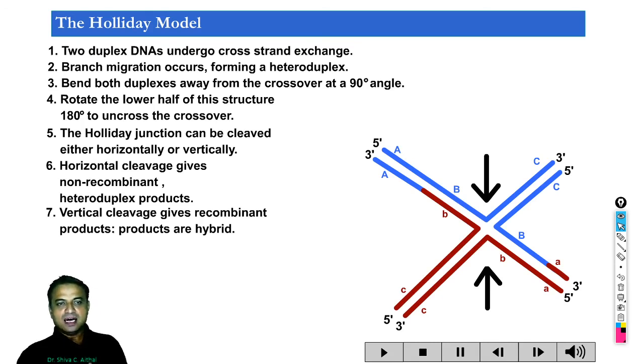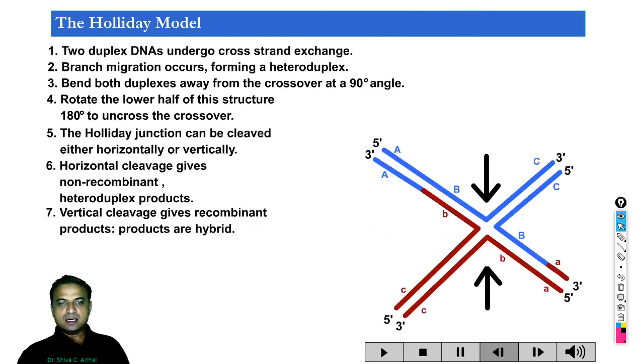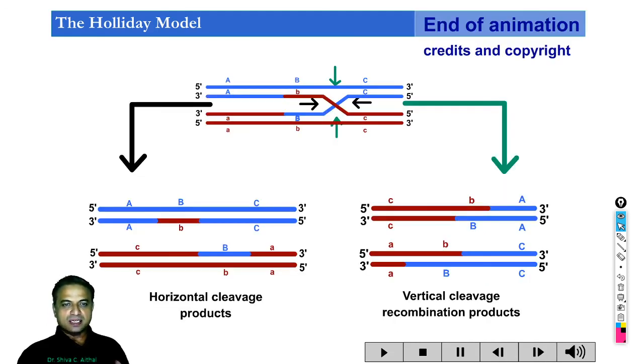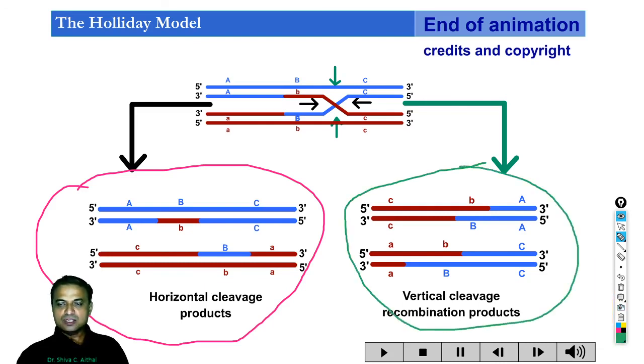That is, you can say a vertical cleavage or a horizontal cleavage, and this results in two types of products, a horizontal cleavage product and a vertical cleavage product. Horizontal cleavage products give rise to a non-recombinant DNA. As you can see here in this particular figure, this gives rise to a non-recombinant DNA product. As you can see, A, C, B, it is non-homologous. But here, if you see in the vertical cleavage product, it gives rise to a recombinant DNA, where a segment of the trait is achieved.